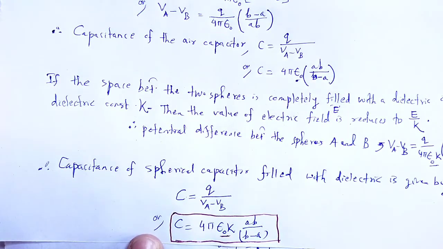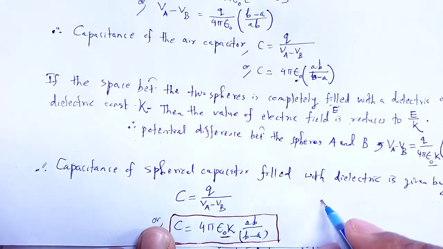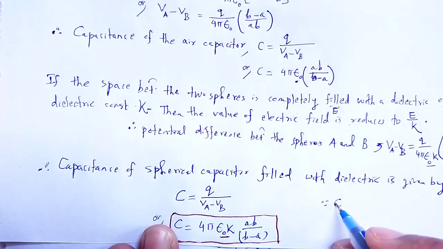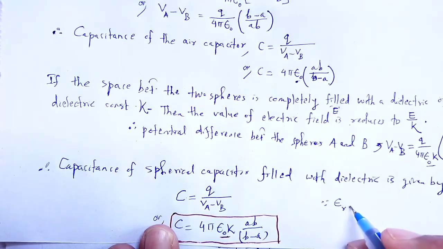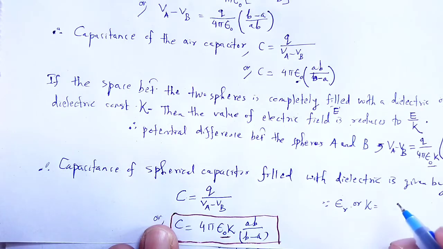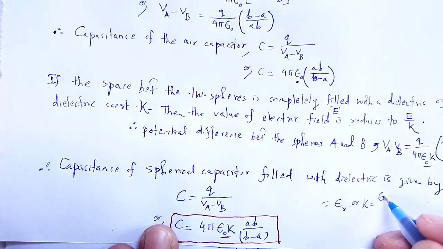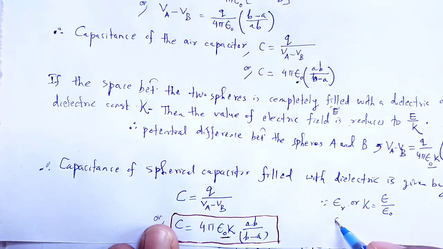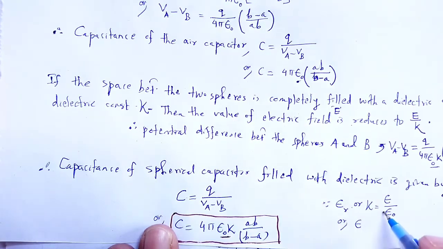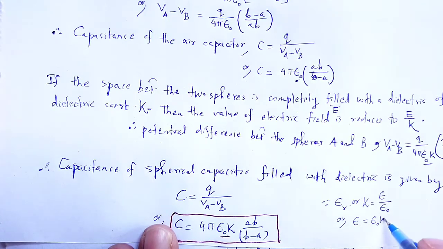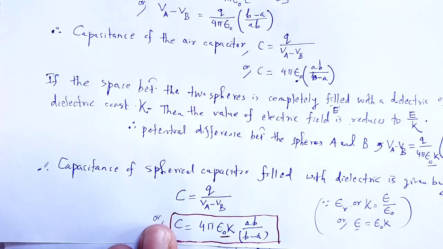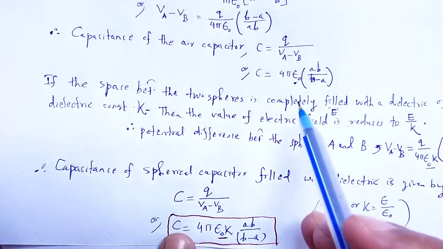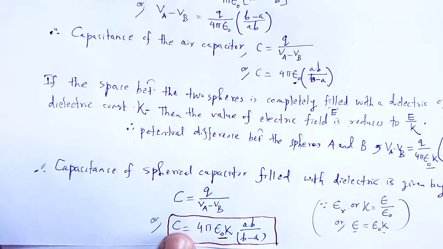Look here, that term is exactly what we get when we calculate relative permittivity. Relative permittivity epsilon R, or we can say K, is the permittivity of the medium to the permittivity of free space. Let the permittivity of the medium be epsilon and that of free space epsilon naught. Therefore the permittivity of the medium epsilon is equal to epsilon naught into K. In the case of a medium having dielectric constant K, we introduce epsilon naught into K.